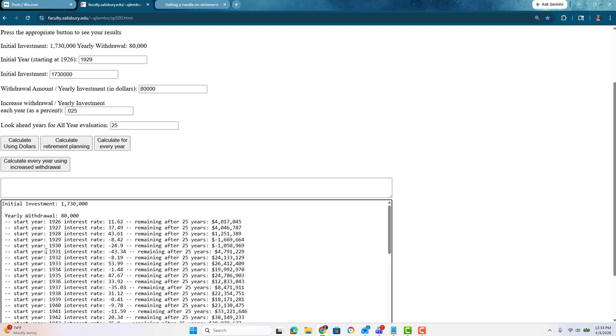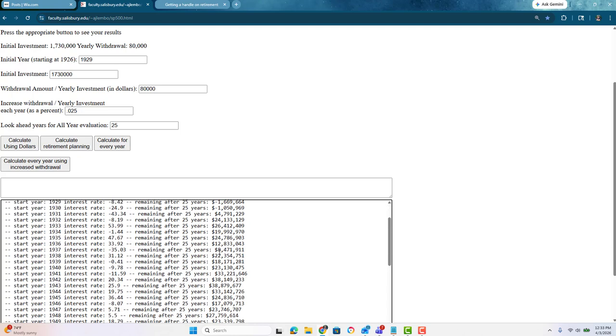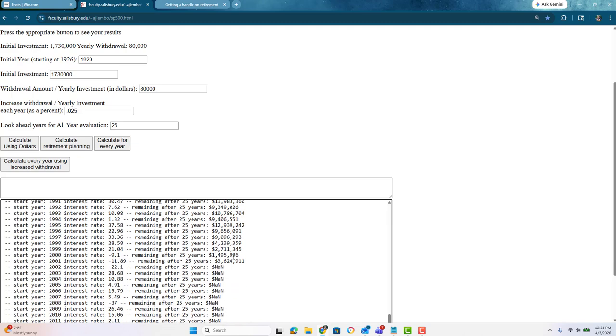But look, if you had started in 1931, just after the crash, you got destroyed. You lost 43%, but you survived, and you had a 53% growth, a 47% growth, a 33%. So you could absorb that 35%. So over 25 years, starting in 1931, you'd have $4 million. And let's just scroll down.